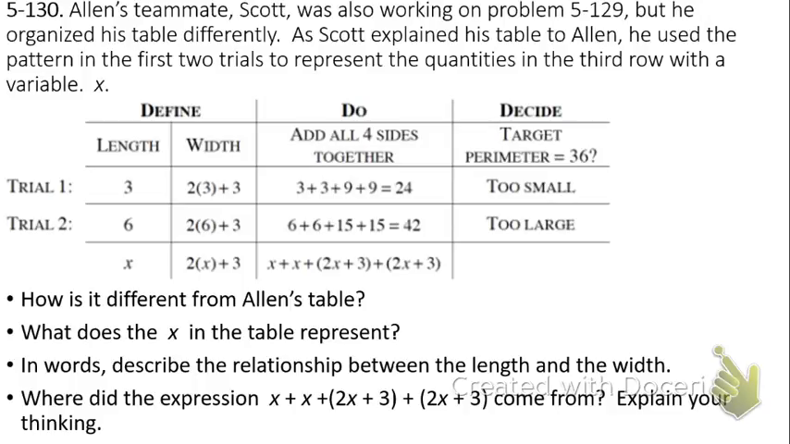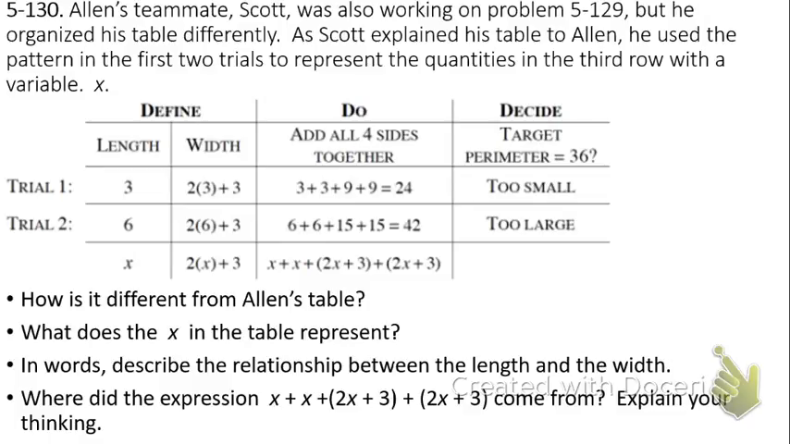Alright, so 5-130. Make sure to write that on your papers. Alan's teammate Scott was also working on problem 5-129, so we're looking at the previous problem again. But he organized his table differently. As Scott explained his table to Alan, he then used the pattern in the first 2 trials to represent the quantities in the third row with a variable x.